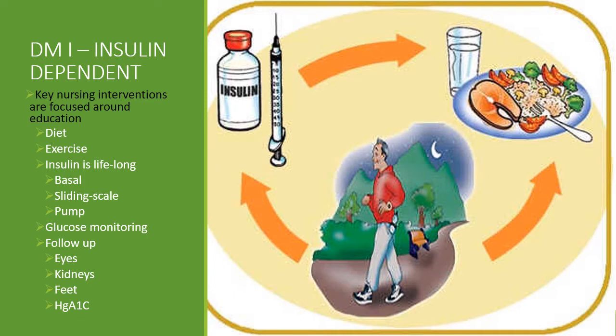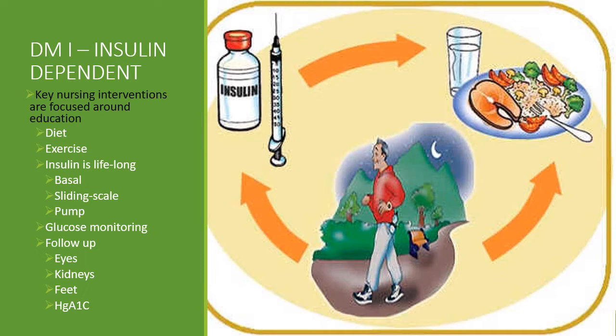So our key nursing interventions are focused really around teaching about diet and exercise, and insulin is going to be lifelong. We're going to provide basal insulin, which is typically once a day, something like Lantus. Sliding scale insulin with meals to cover the carbohydrates that they're eating, and or a pump. And an insulin pump is phenomenal.